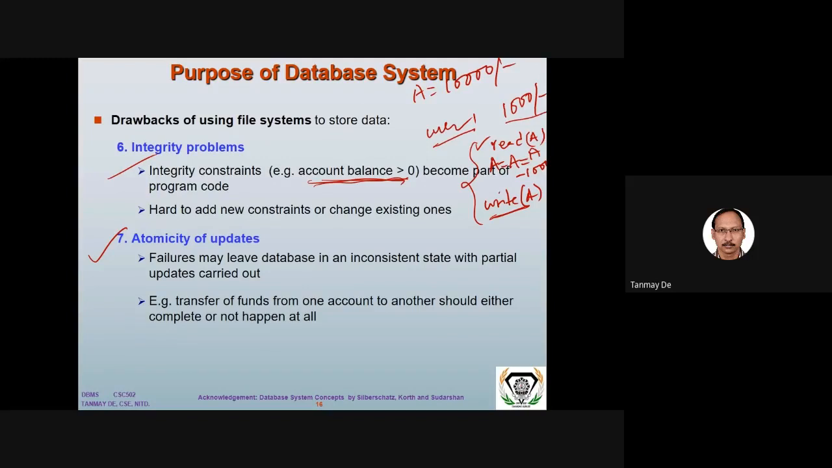Now suppose at that point, when this statement is executed, during that time the system fails. The system crashes. So what happens? During that time, the value that was deducted is not updated in the database. Or it will be more clear if another user tries to withdraw 500.